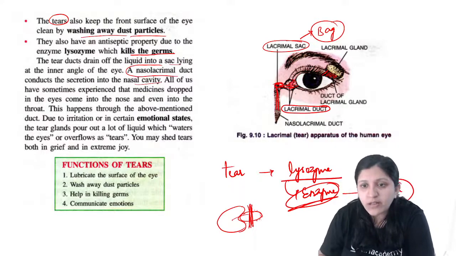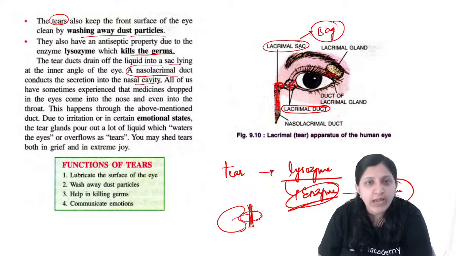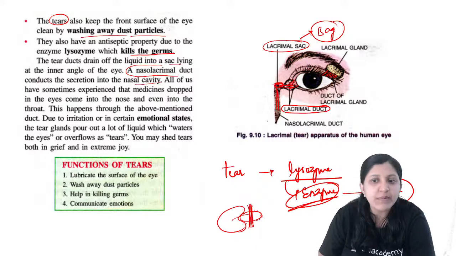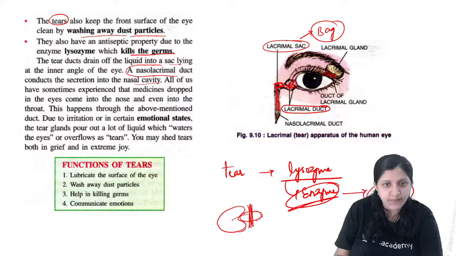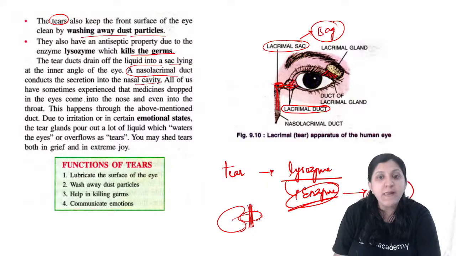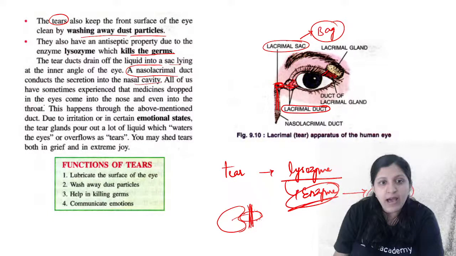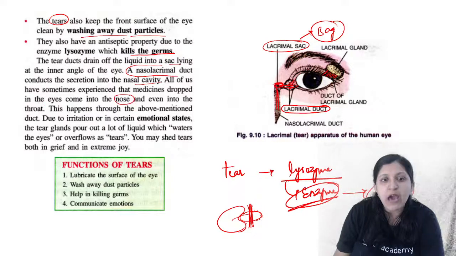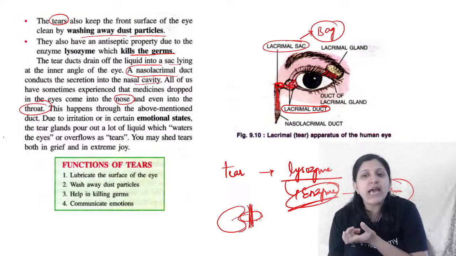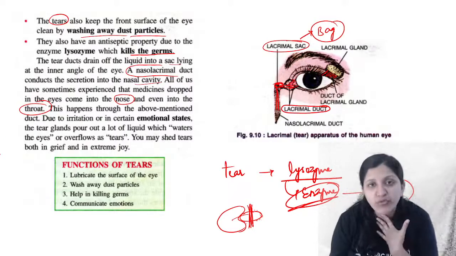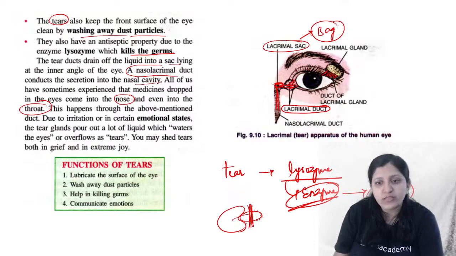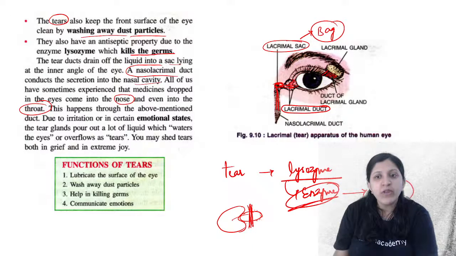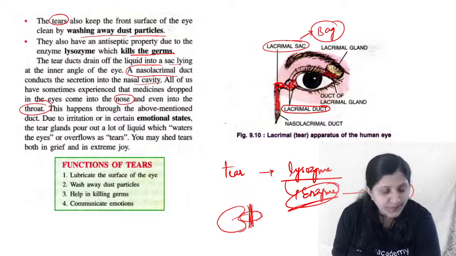Here the duct is going to collect the tears, then it is the lacrimal sac, and from the lacrimal sac it enters the nasolacrimal duct. All of us have sometimes experienced that medicines dropped in the eyes come into the nose or even into the throat. You know that this nasolacrimal duct has a connection with the throat as well as the nose. This happens through the above-mentioned duct, which carries the secretion to the nose and also to the throat.